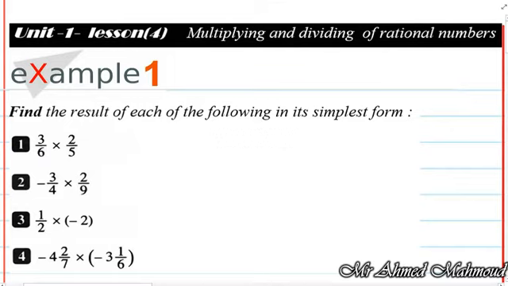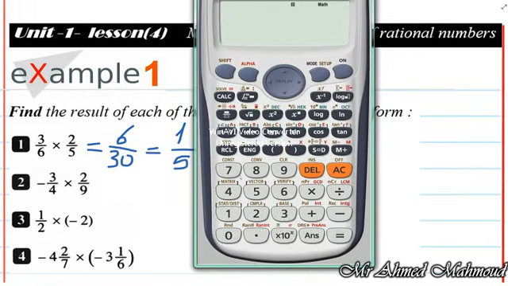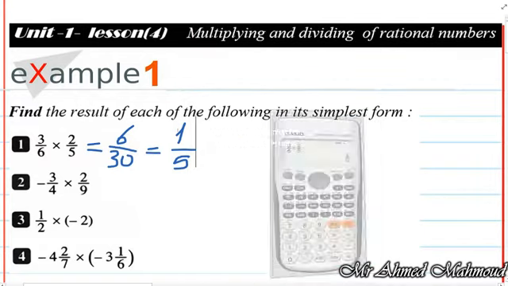To do this operation without a calculator, first we are going to multiply up with up and down with down. How come? We are going to multiply 3 times 2 equals 6 and 5 times 6 equals 30, and then we are going to simplify this operation. 6 over 30 in the simplest form equals 1 over 5. Or we can use the calculator like this: 3 over 6 times 2 over 5 equals 1 over 5.